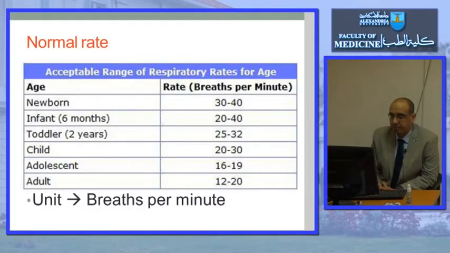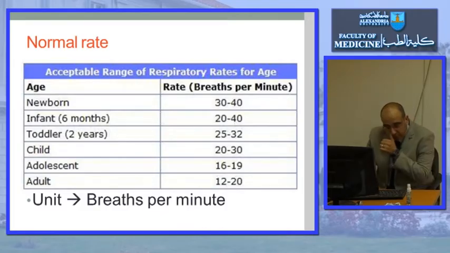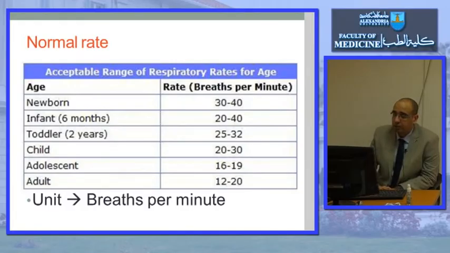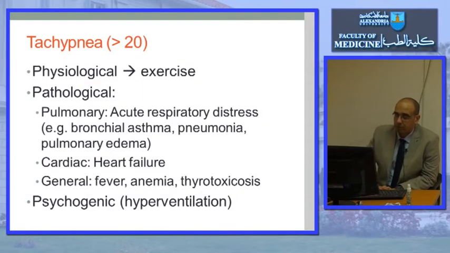Regarding respiratory rate, normal rate for respiration differs according to the patient's age. For adults, it is from 12 or 14 up to 20 breaths per minute. We should measure the respiratory rate for a whole minute. When the respiratory rate is more than 20, it is called tachypnea. Usually, physiological causes of tachypnea include exercise, as we all know.